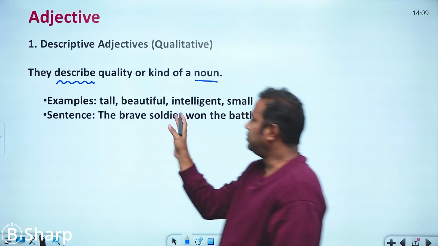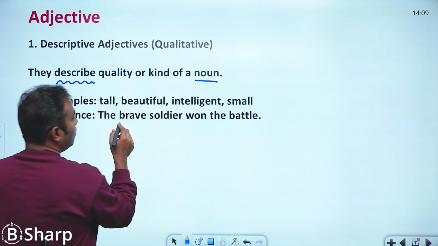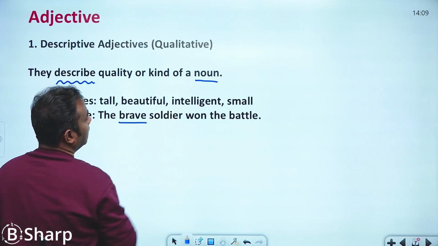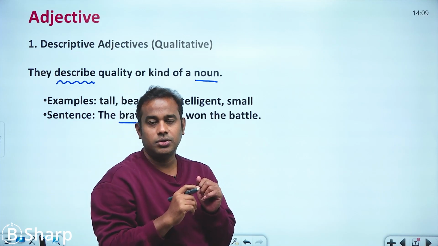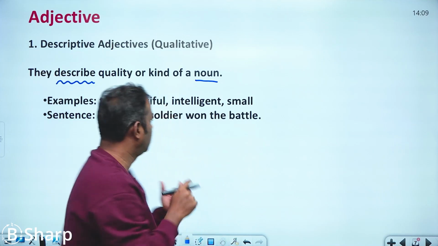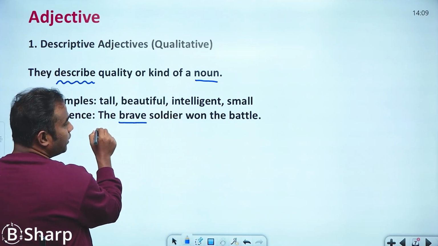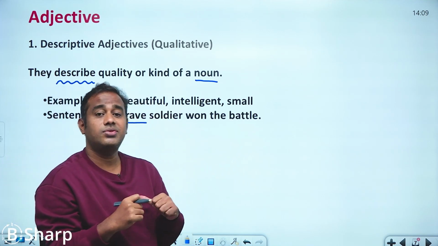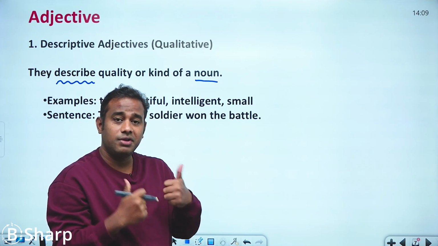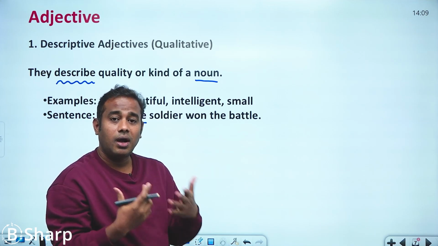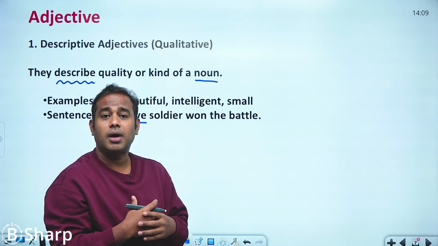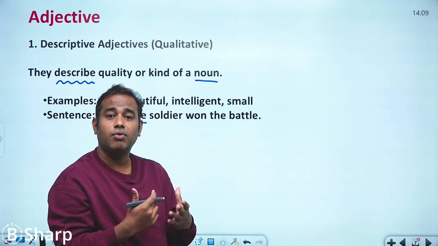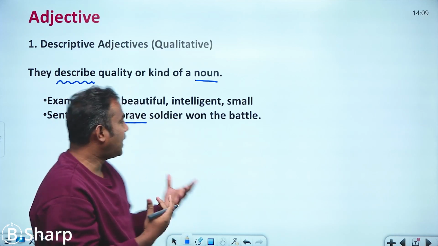Examples: tall, beautiful, interesting, all these. Look at here, the brave soldier won the battle. Here brave is basically the quality. The soldier won the battle is one variety, but when you write the brave soldier won the battle, it means you know that the soldier has a trait. The soldier is very, very brave. Recently we had that Sindoor operation, and that time also our air defense fought bravely. Likewise you can give that.